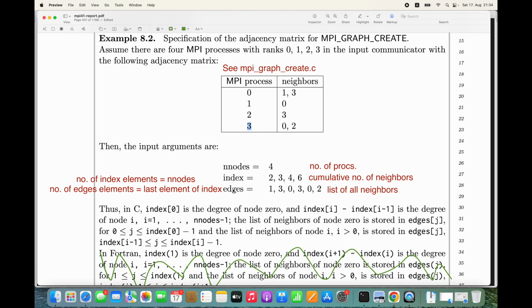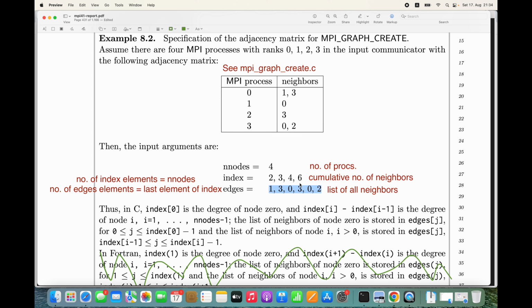Edges, on the other hand, shows the exact neighbors that we have. 1, 3, 0, 3, 0, 2. So you see that it's a linearization, or a flattening happening here. Edges is basically a flat version of all those neighbors that you have.